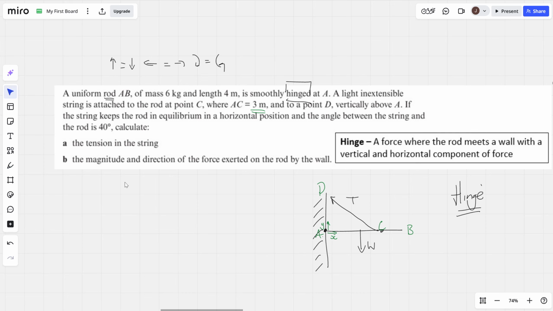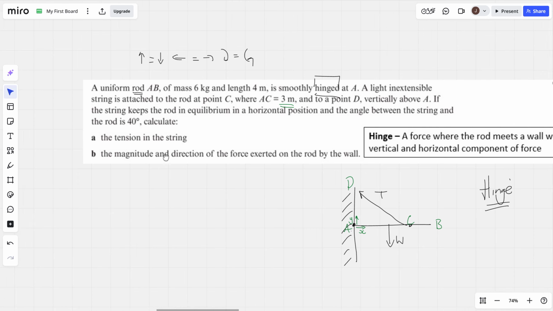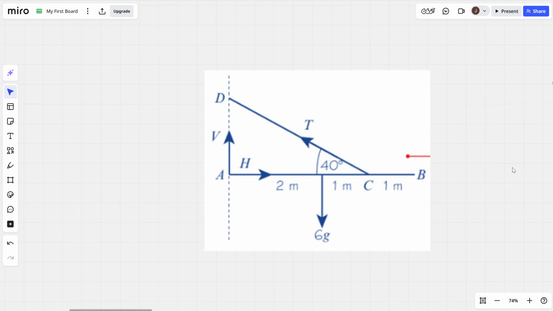And I'm going to show you the neat version. What we're looking for here is two things. We're looking for the tension of the string first, and then we're going to come back to part B in a moment. So this is what your diagram would look like. It would look something like this.